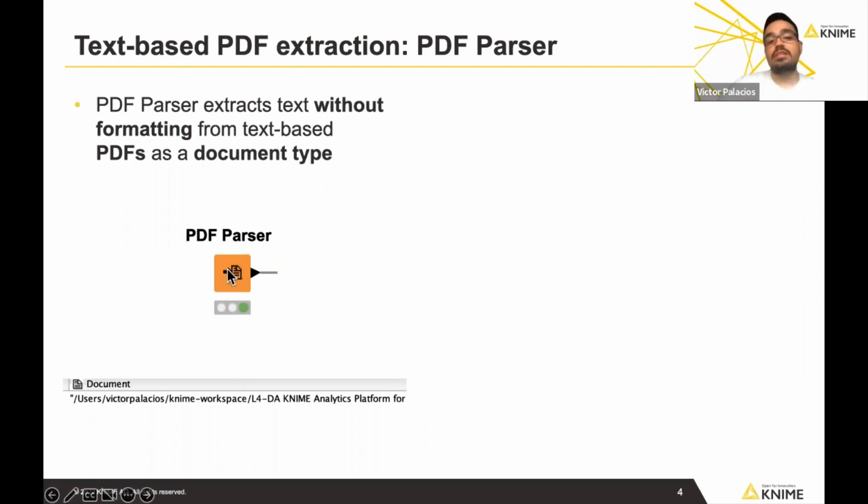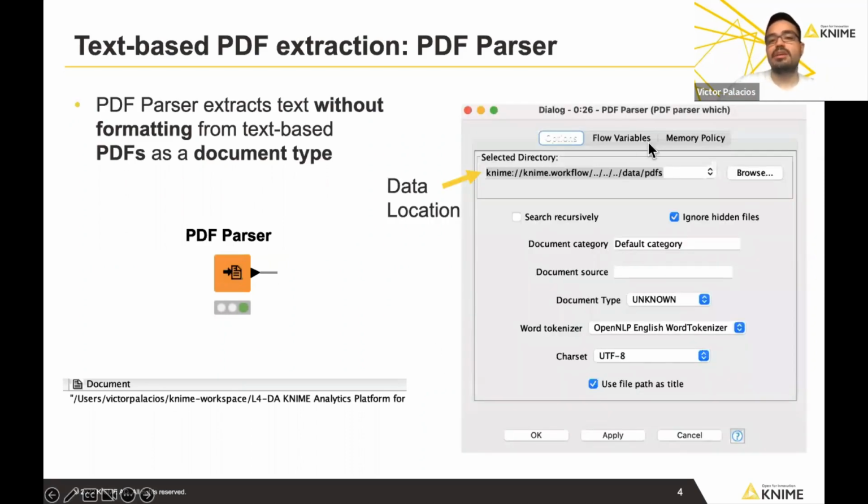Now, when I right-click the PDF parser, I'll get a dialog box, and this box is much simpler than the Tika Parser because I only need to specify the data location. So where are these PDFs? What folder are they in? And then here you can leave these settings as is. So this one is a little bit easier to use.